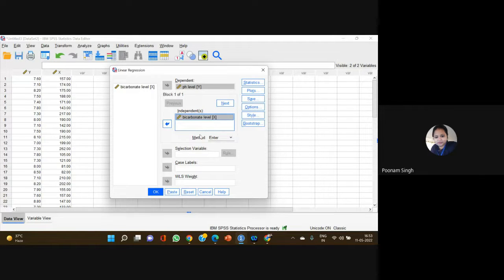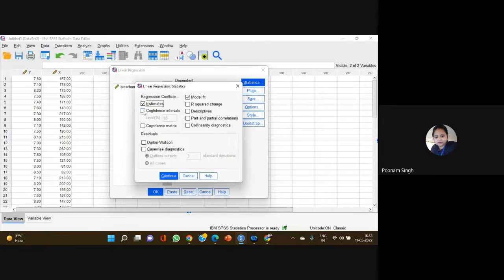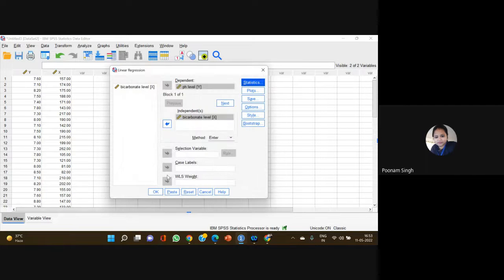Now we will go to the method. Method is Enter. Now we will click on Statistics. After clicking on Statistics, click confidence interval. We will also see the descriptive statistics. We want to see the Durbin-Watson test for independence, as I've told you. We will see the case-wise diagnosis also, and click all these things. Collinearity diagnostics we need not, because here we have only one predictor variable. So we will continue with this.